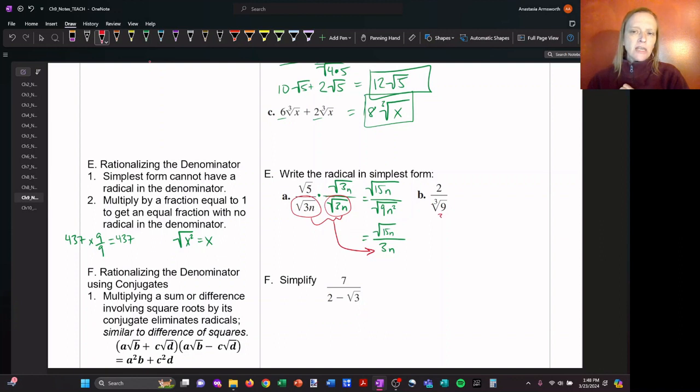So here, 9 is 3 times 3. It's not a perfect cube yet. I need to multiply by 3 one more time to get a perfect cube. So I'm going to multiply this fraction by the cubed root of 3 over the cubed root of 3. This is a fraction equal to 1.